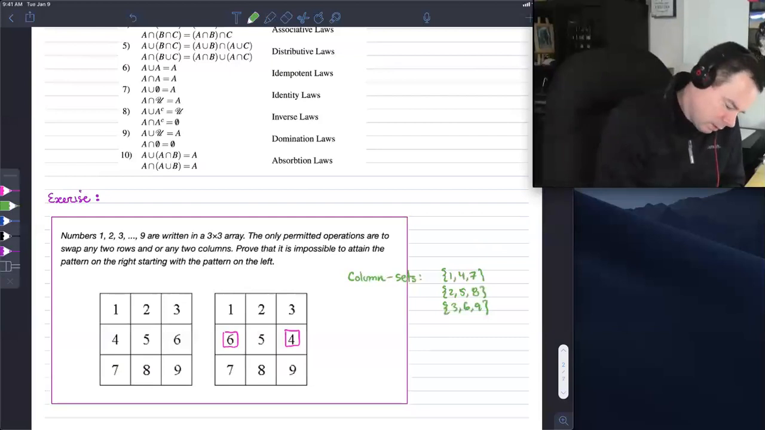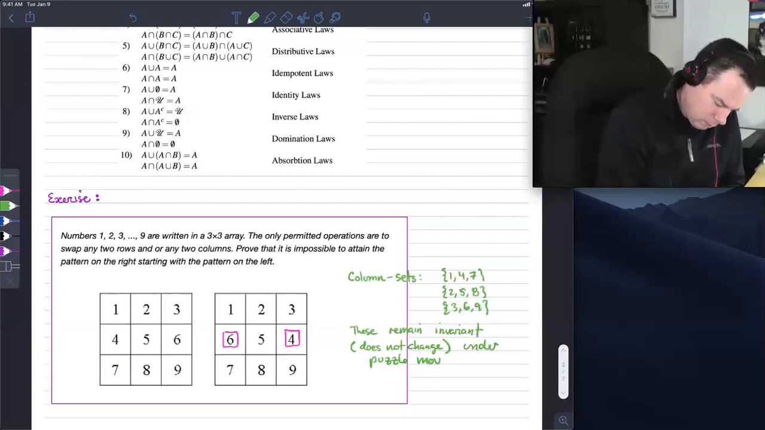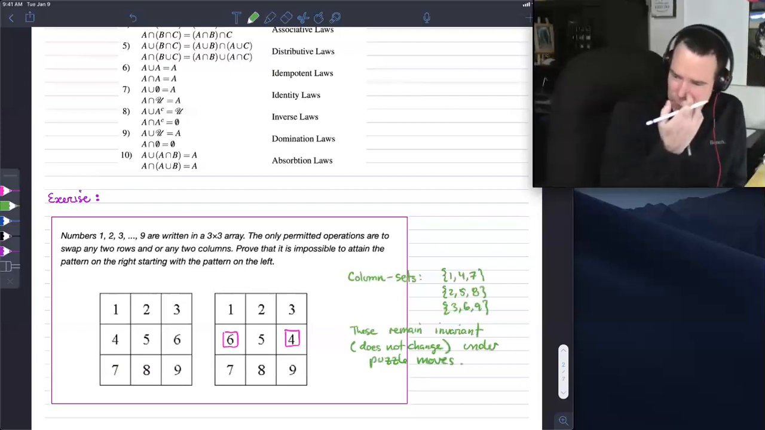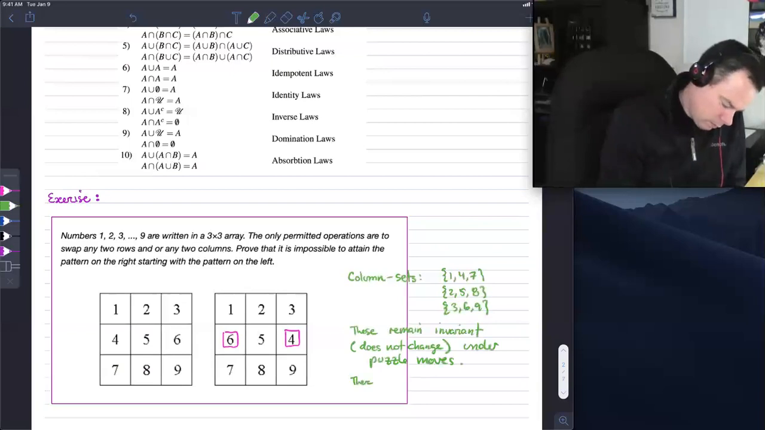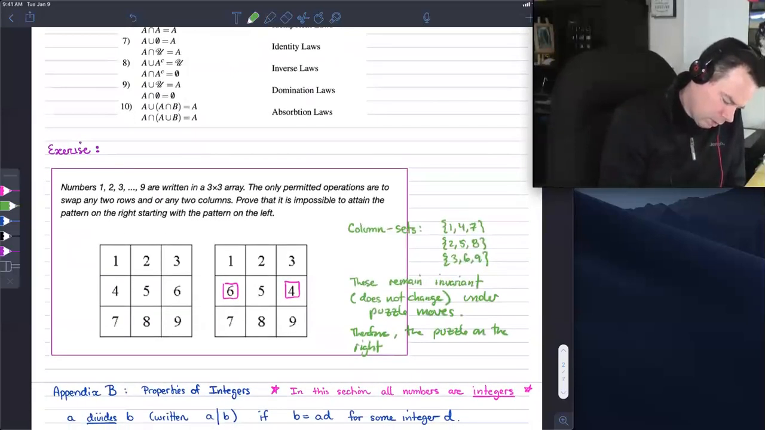So these column sets remain invariant. Invariant, fancy word for does not change, under puzzle moves. So these remain invariant under puzzle moves. Therefore, the configuration on the right cannot be obtained since it has different column sets.